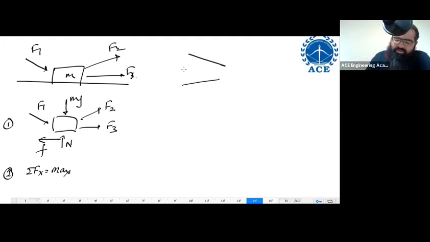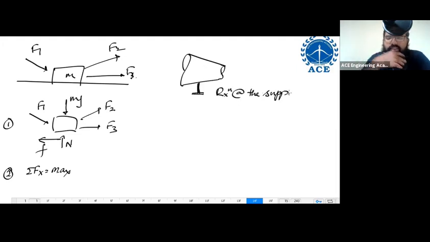When we are having a nozzle, I'm taking a simple example of a nozzle over here. Let us say a support over here. My question, I come and ask you, what is the reaction at the support? If I ask you what is the reaction at the support, you will say I can get the reaction at the support by the equation sigma Fx is equal to delta m dot into velocity in x.